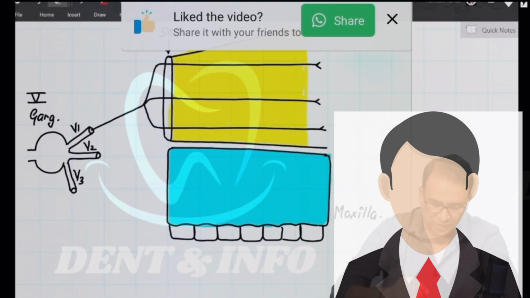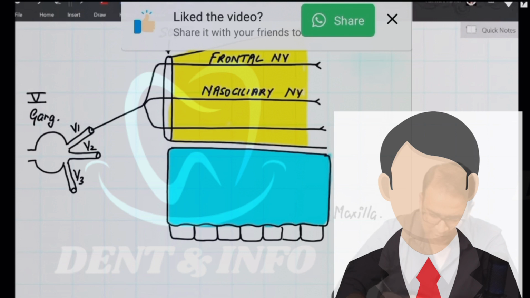Okay, so there we go. So guys, the three branches over there: we have a nerve which is called the frontal nerve. Then we have a nerve which is called the nasociliary nerve, and there's another branch which is called the lacrimal nerve. So there are three branches of the ophthalmic nerve, that is the frontal nerve, nasociliary nerve, and lacrimal nerve.